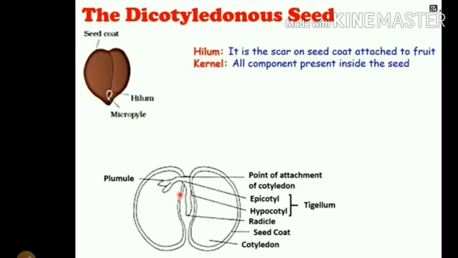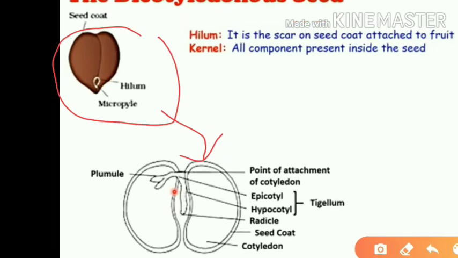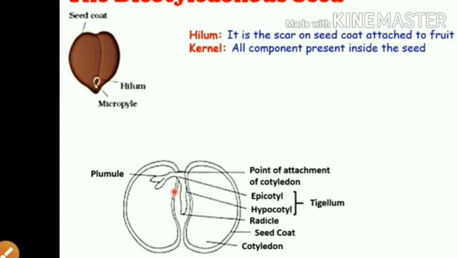So have a look here. This is a dicotyledon seed. I have taken one example of a dicotyledon seed. If you open this seed in this manner, we will see all the points regarding it. See, this is the seed coat. I told you earlier, the integuments present on the outer side get converted into the seed coat after fertilization. The hilum is a scar on the seed coat where it was attached to the fruit, so it is useful for attaching to the fruit. The kernel is all the parts present inside the seed.